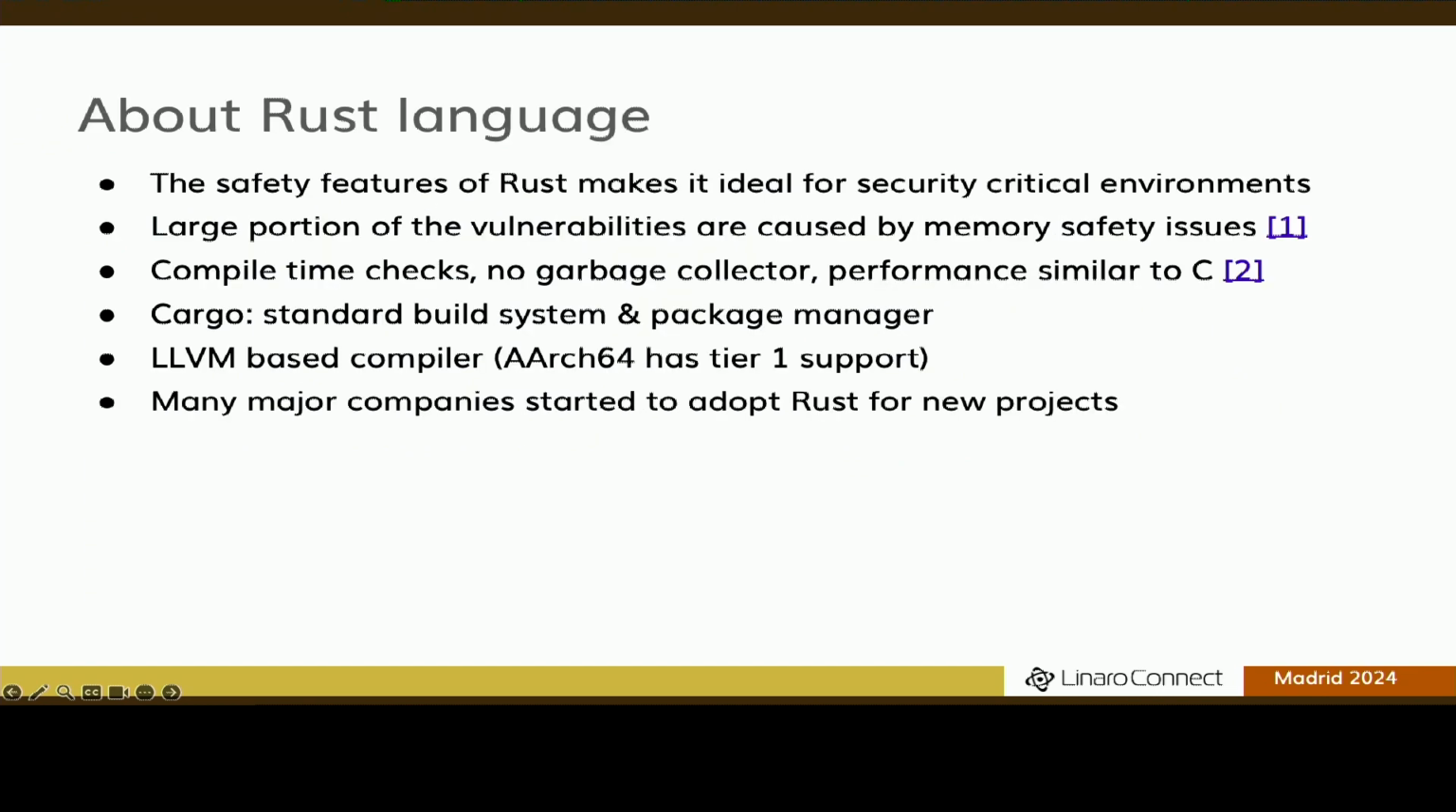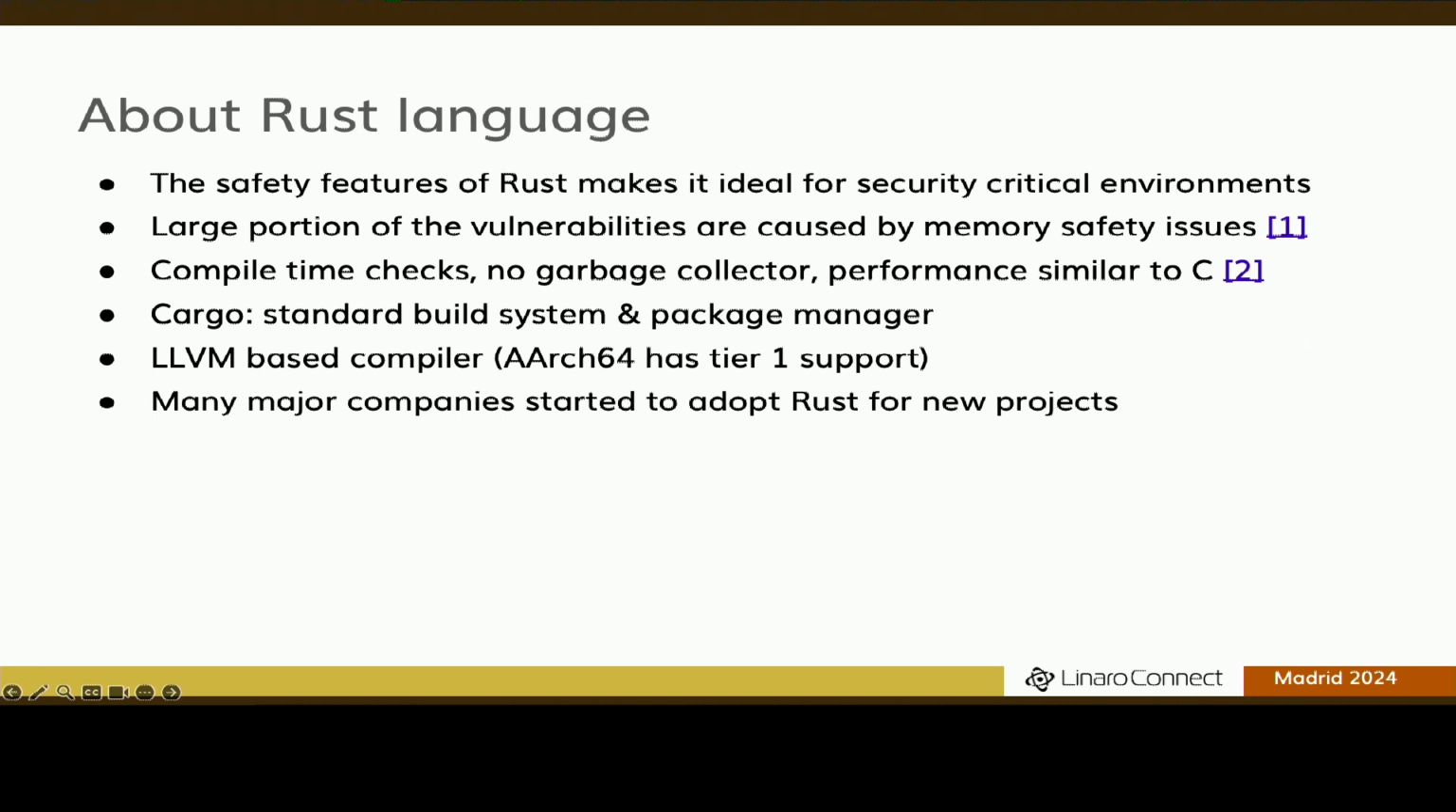Quick summary about Rust. It's a memory-safe language, which makes it ideal for writing security-focused software. Multiple companies have published statistics that most of the vulnerabilities are caused by memory safety issues, and using Rust can help to eliminate most of these. Code written in Rust can have similar performance to C code because most of the guarantees that Rust provides are checked at compile time, so there is no runtime overhead. Also, there is no garbage collector and so on.